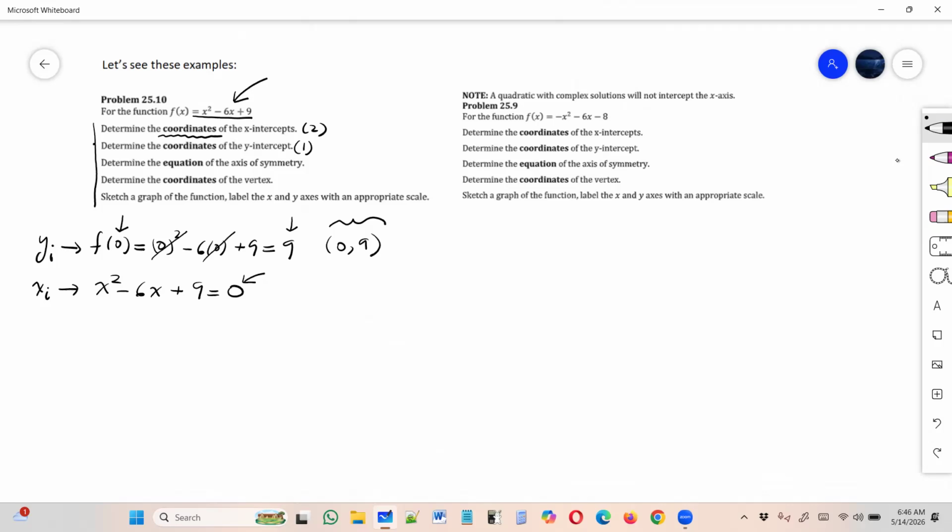It may be factorable, it may not be. You may use the quadratic formula, or you may try to factor. I think this is factorable, so we're going to try to factor. Again, the factoring is the AC method, so the product is A times C, which is 1 times 9. And the sum is B, which is -6. So let's see if this is factorable.